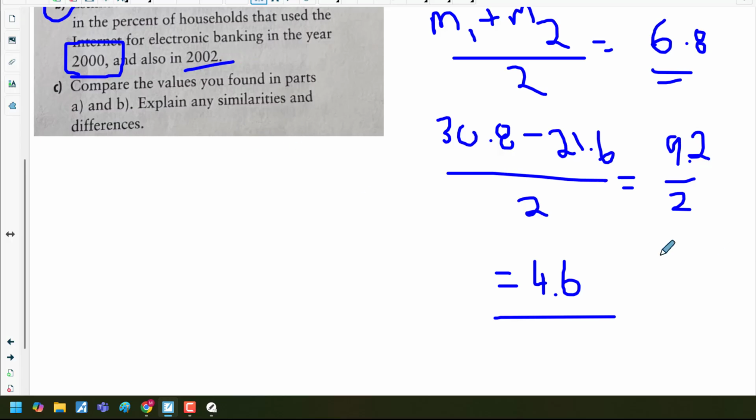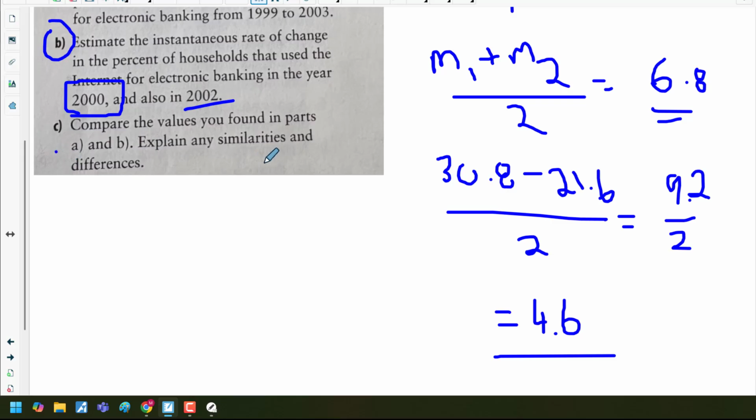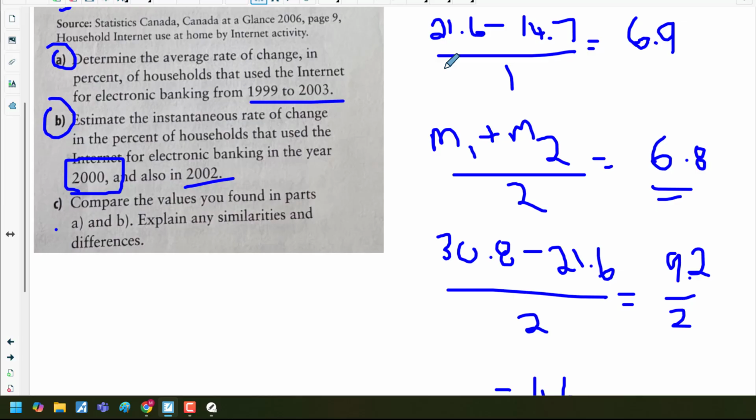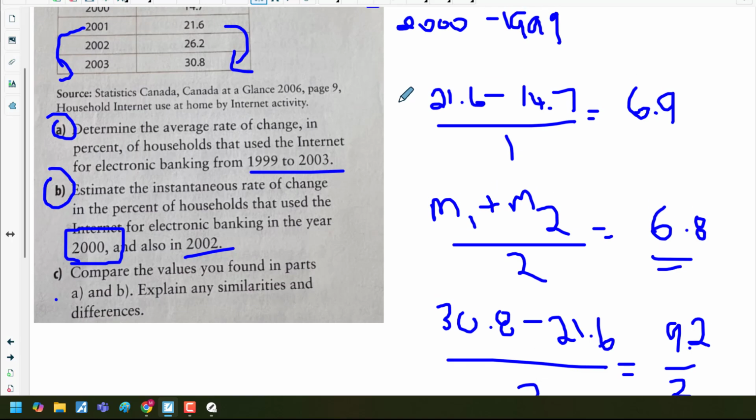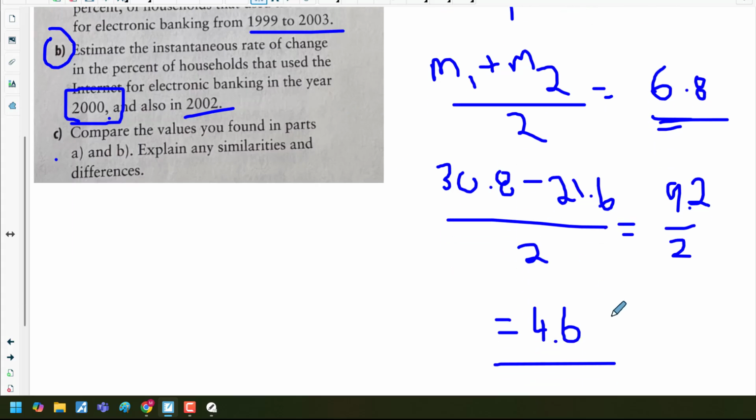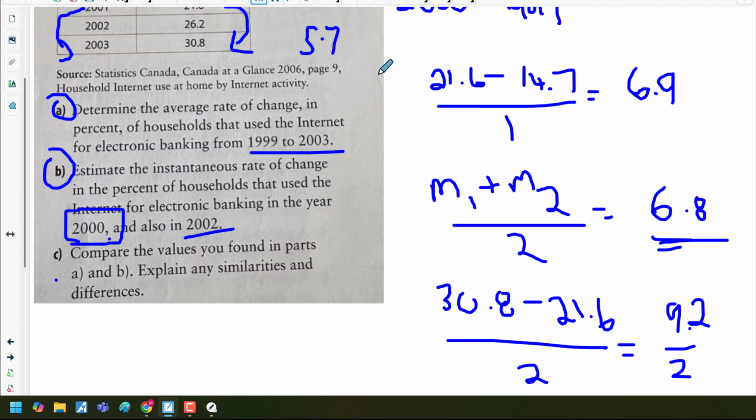You got that? Perfect. So now for C, it's asking you to compare the values from A and B. So for A, what was the average rate between 1999 and 2003? Do you remember? What did we get? Oh, sorry, 5.7. And for 2000, we got 6.8. And for 2002, we got 4.6. So that shows us that though it's close to 5.7, the instantaneous rate is different. And the average rate is kind of like the average between the two, probably.